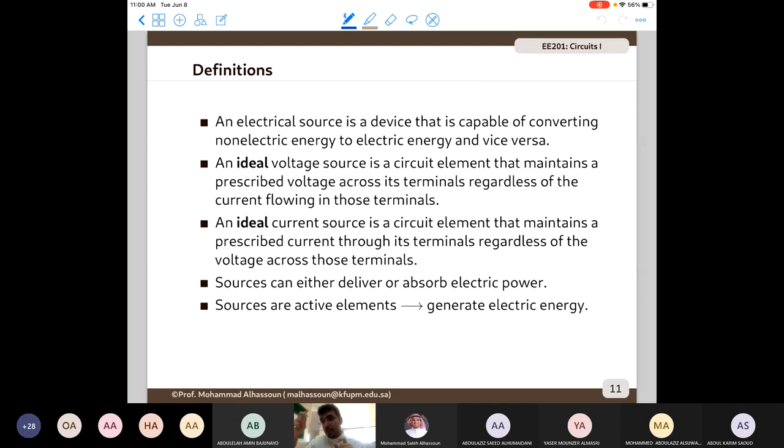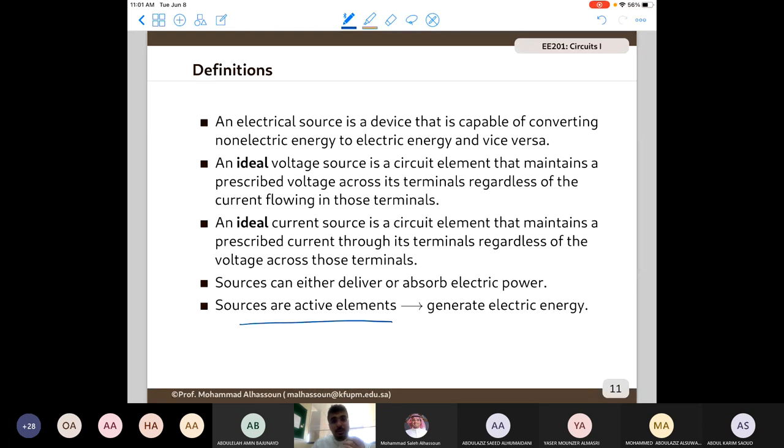It's very important to note that sources can deliver or absorb electric energy. We had an example last time. If you are trying to charge a battery from a battery, then the battery that's being charged is absorbing electric power, and the battery that is charging is delivering electric power. They are exactly the same devices, but one is absorbing and one is delivering. And the final thing is that sources are active elements. Active elements generate electric energy.